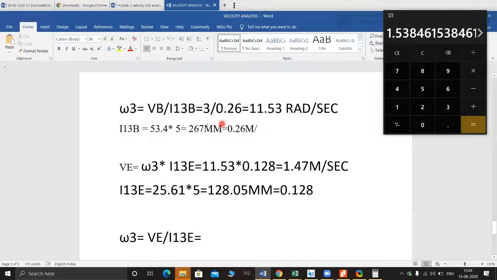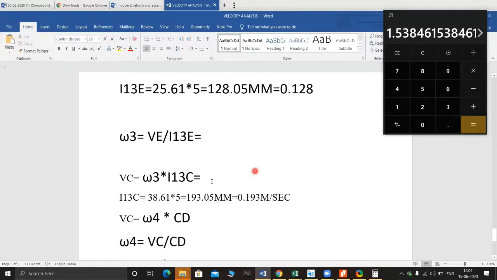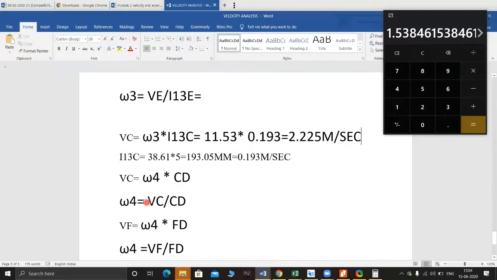Omega 3 we already know. Where is omega 3? 11.53. Correct. So 11.53 into I13C, which is 0.193. Do it. 11.53 into 0.193, how much? 2.225 meter per second. Now we got VC. We got VC, which means we can calculate omega 4.